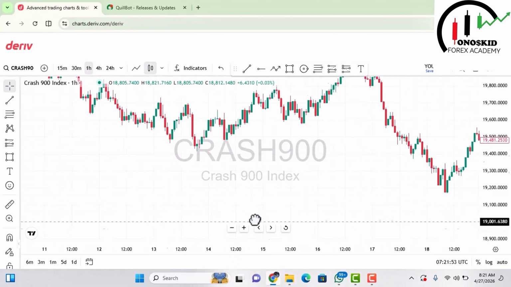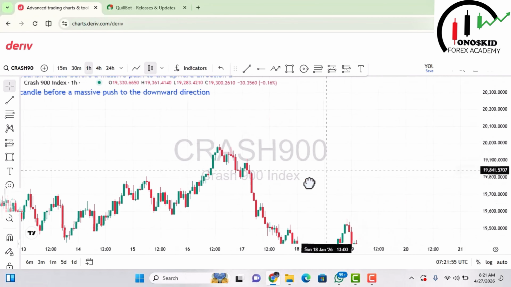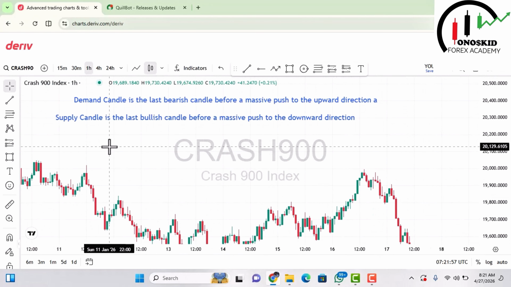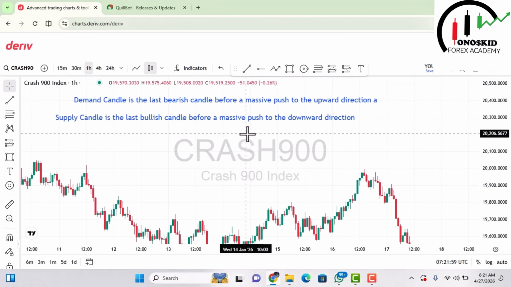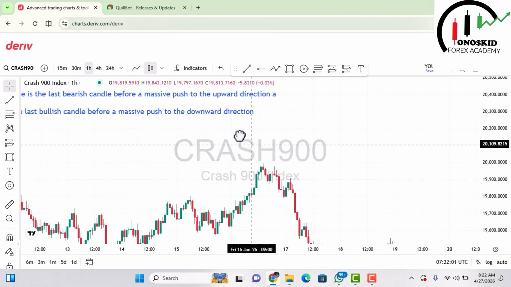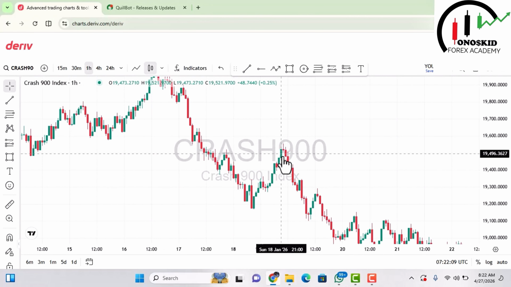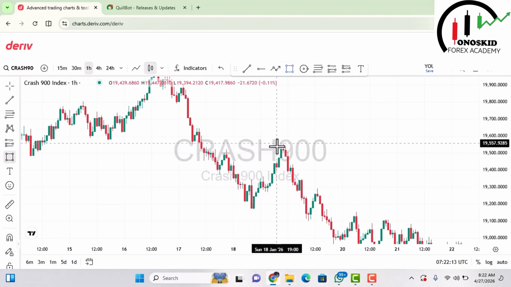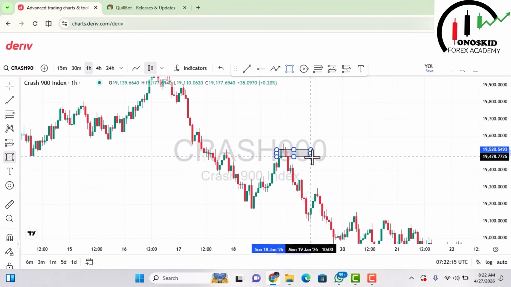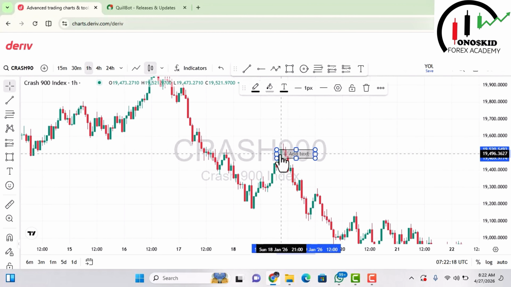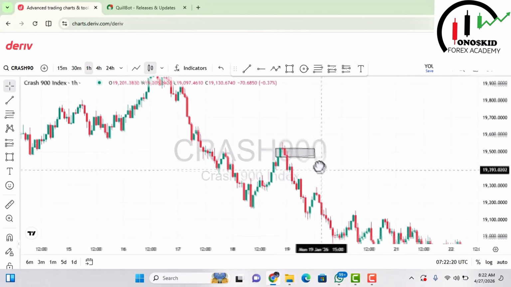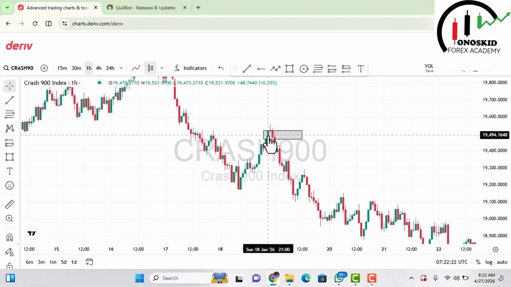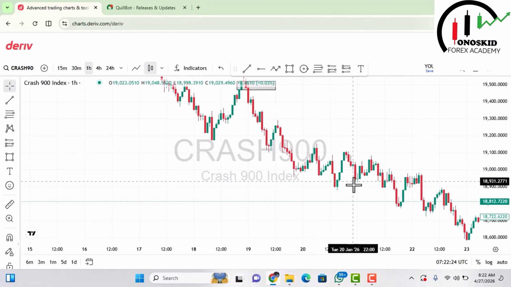Now let's push on to identifying a supply candle. By the definition, we have said that a supply candle is the last bullish candle before a massive push to the downward direction. The last bullish candle you will see before price sells to the downside represents your supply. Now this is an example of a supply candle. This bullish candle that I marked out is an example of a supply candle because it is the last bullish candle before a massive push to the downward direction.